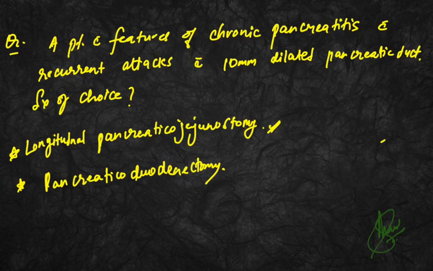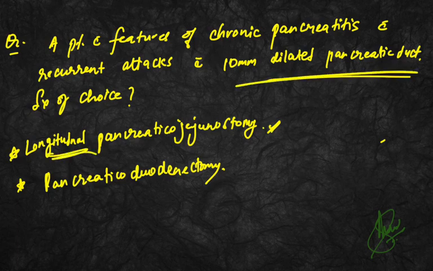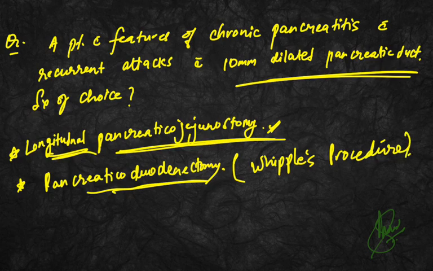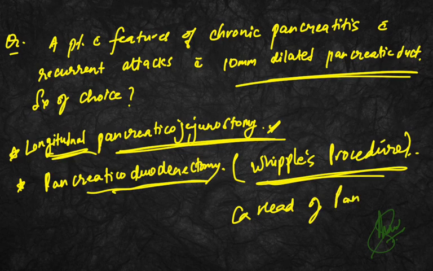So first of all, we will be doing percutaneous drainage for amoebic abscess. Now, a patient with features of chronic pancreatitis with recurrent attacks and a 10 mm dilated pancreatic duct. The surgery of choice, no doubt, is longitudinal pancreaticojejunostomy and not pancreaticoduodenectomy, that is Whipple's procedure. We will not be doing Whipple's procedure in this. It is done in cholangiocarcinoma or carcinoma head of pancreas. So longitudinal pancreaticojejunostomy will be done.